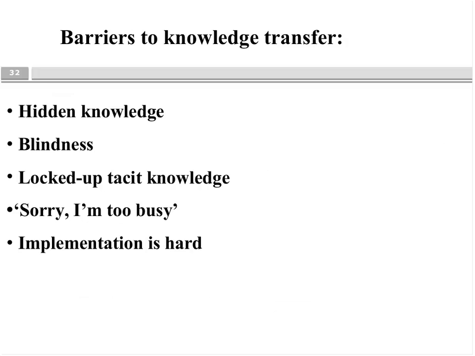Barriers to knowledge transfer. Sometimes knowledge is hidden and you don't find it. People don't know what it is that they know, and someone else needs to help them. So the knowledge is hidden in a sense that you are looking for something, but you don't know what exactly you need. This is one part of the problem.